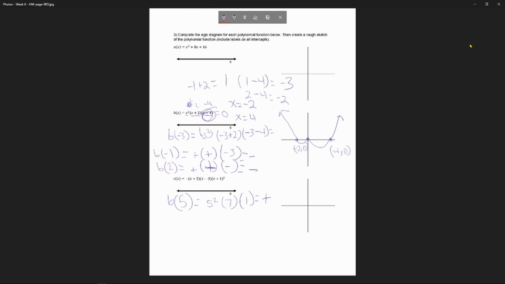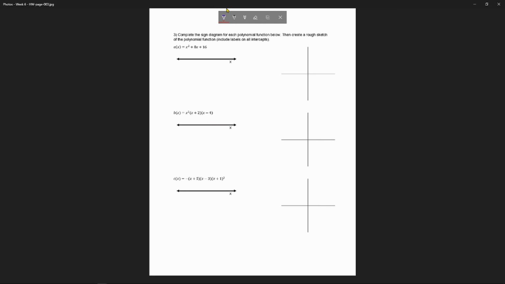So I'm going to go ahead and erase all of this so that we can do this last problem here. Okay, so for this next one, we have a negative on the outside. We have a term here, x plus 5, x minus 3, and then we have x plus 1 squared. So I'm just going to go ahead and rewrite this as negative x plus 5, x minus 3.